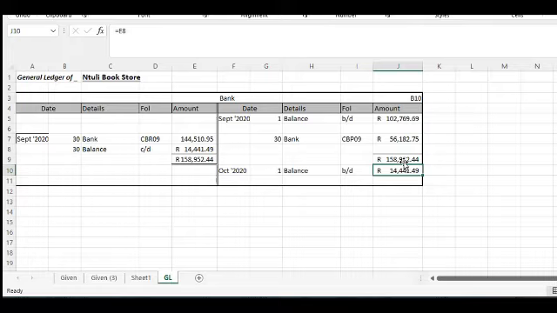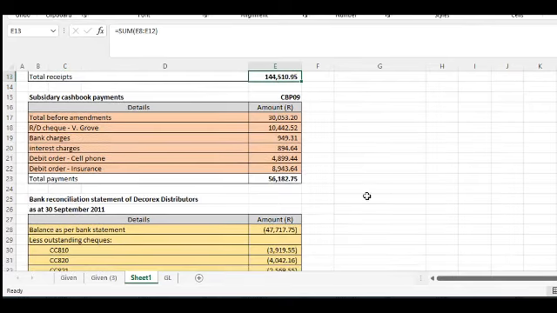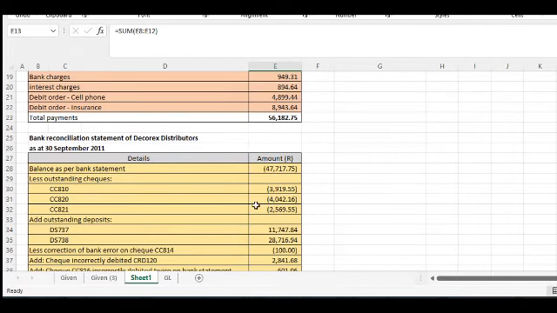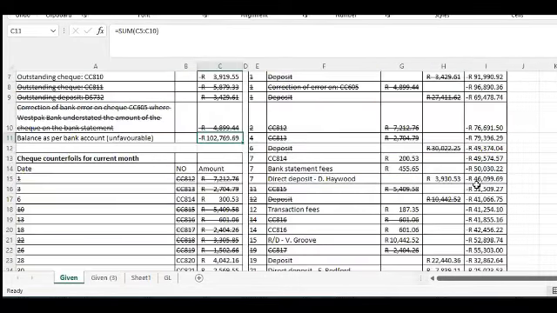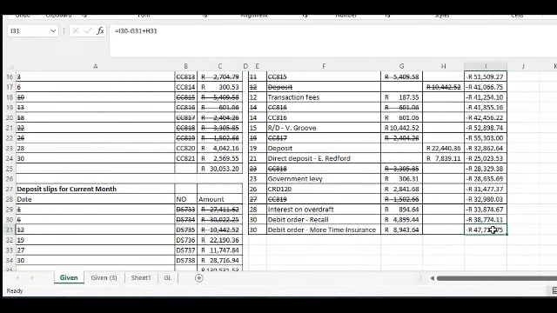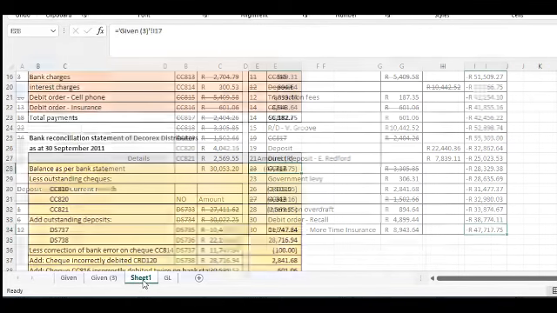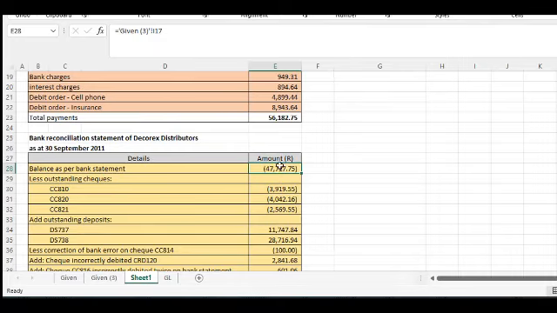Okay. Now I've completed my general ledger, and the last thing that I must now do is complete my bank recon statement. So what do I do? I start by putting the balance as per the bank statement. Where is that balance? Well, there it is. That's the final balance at the end of the month on my bank statement. That is what I start my bank recon statement with.